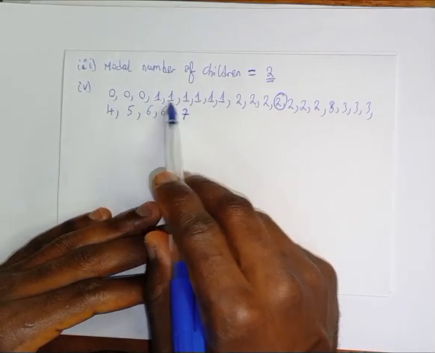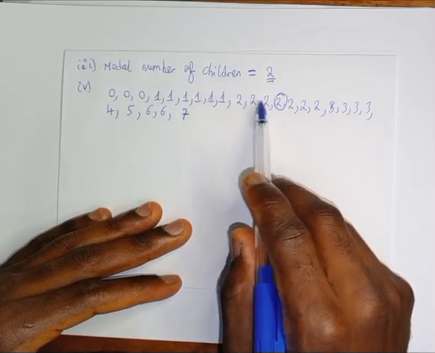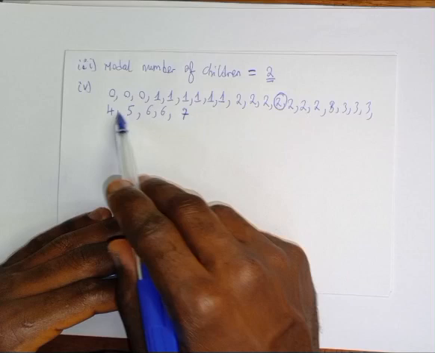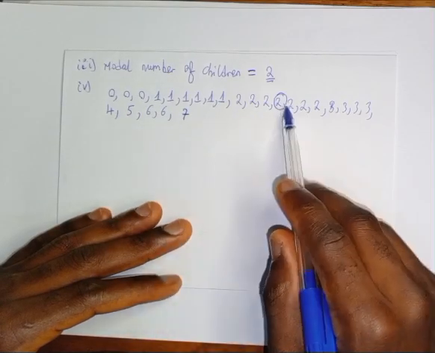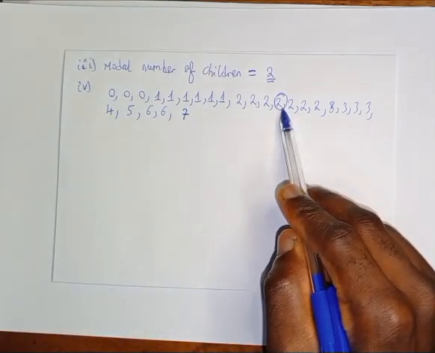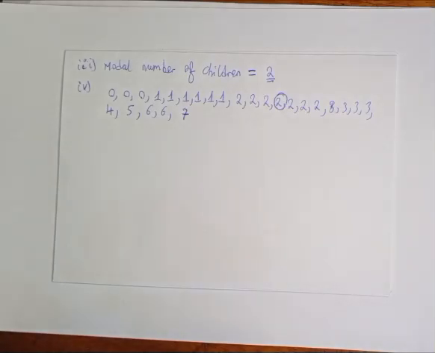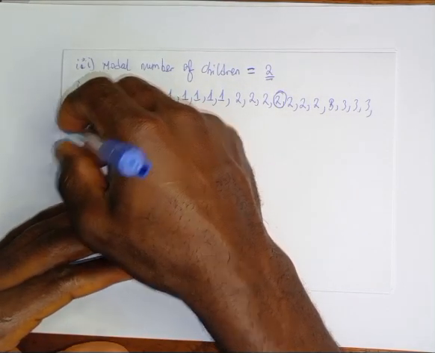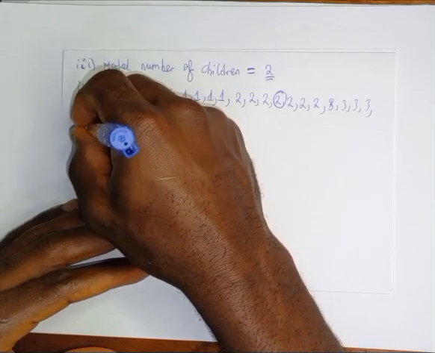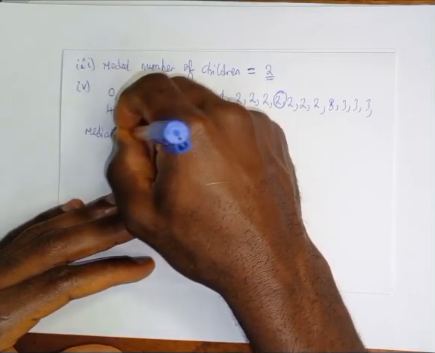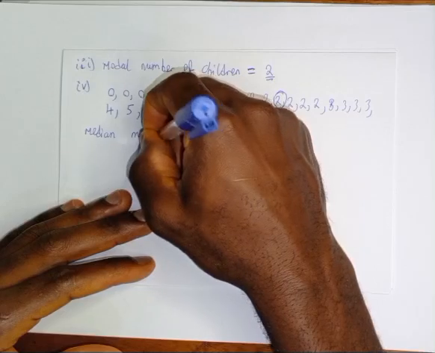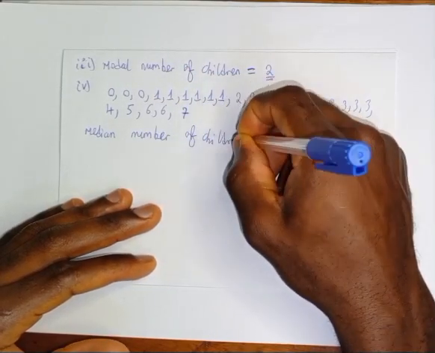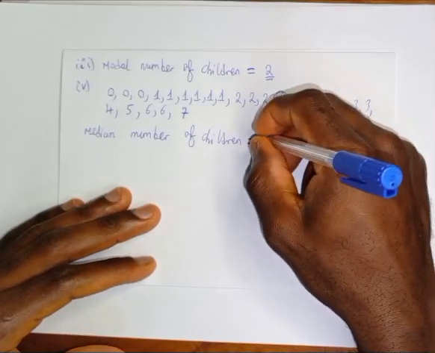1, 2, 3, 4, 5, 6, 7, 8, 9, 10, 11, 12. Therefore, 2 is the median. It divides the data into two equal halves. Write this down. The median number of children is equal to 2.